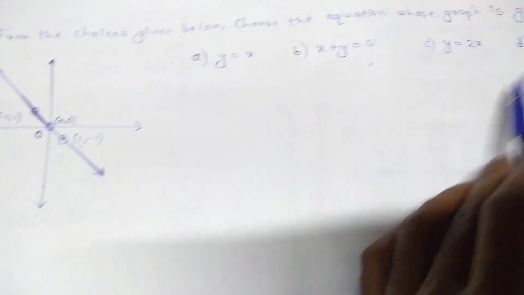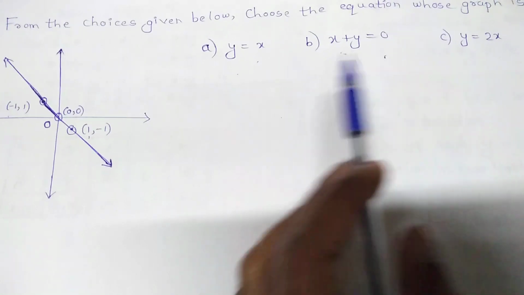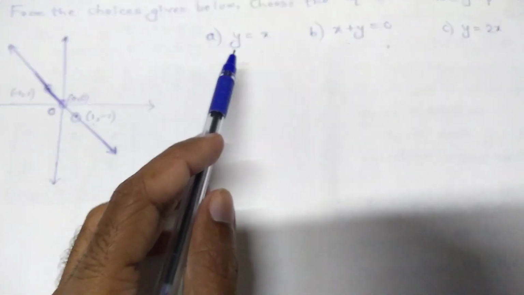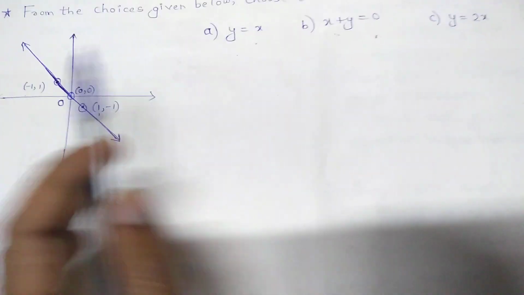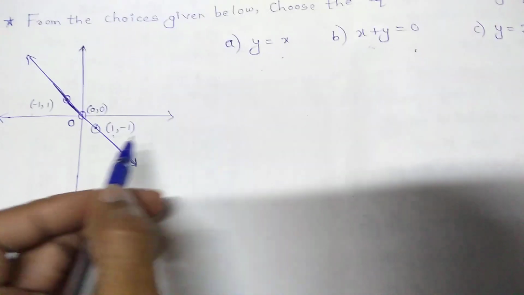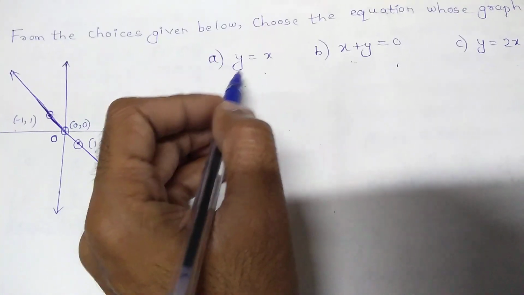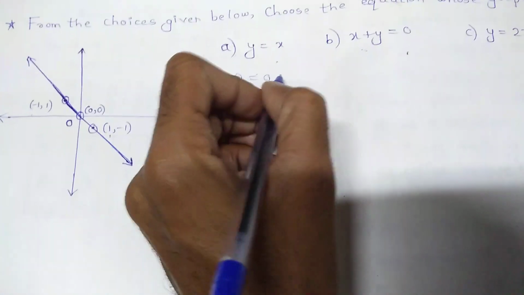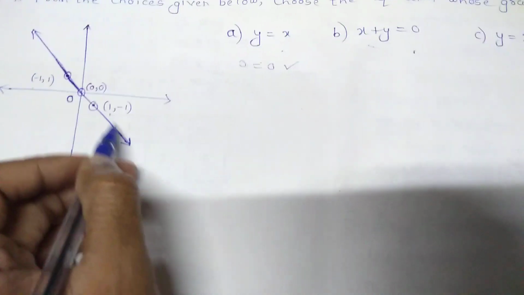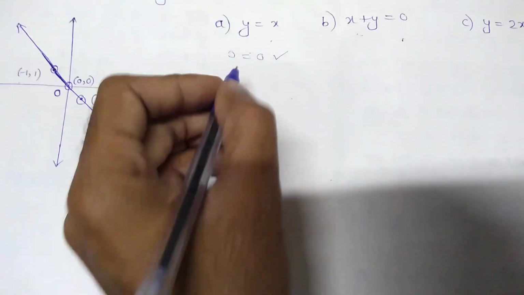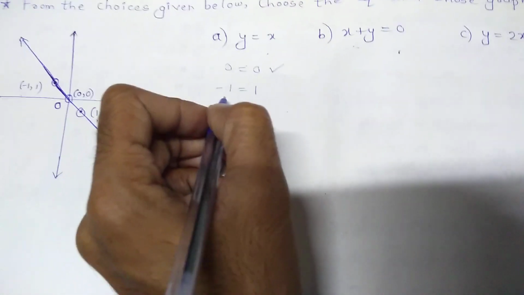Just substitute the coordinates in the 4 different linear equations, and if all the points satisfy it, then only can we conclude that the graph of the particular equation is the given graph, right? So now just substitute the values (0, 0) in the first equation. So y equals 0, 0 equals 0, it satisfies. Then substitute (1, -1). In the place of x we have to write 1, and in the place of y you have to write -1. That is, -1 is equal to 1. So is -1 equal to 1?